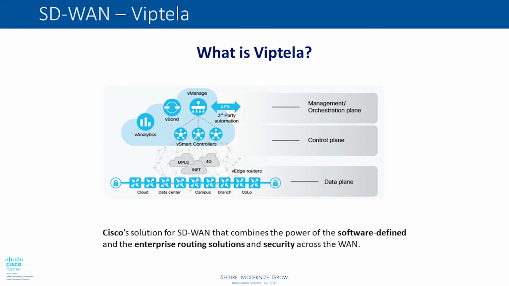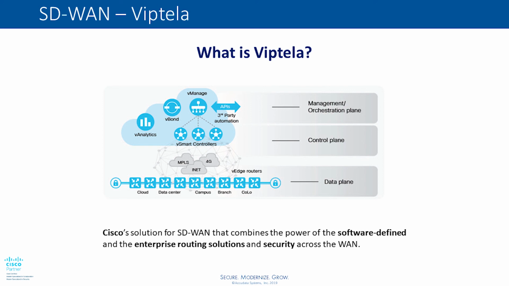On top of that, you're going to have your control plane. That's going to be composed by your controllers. On Viptela, those are known as vSmart controllers. So this is where all the configuration is going to be. It's going to be deployed through all your data plane. So any changes that you do at the management level or the orchestration plane are going to be pushed out by the control plane throughout your data plane.